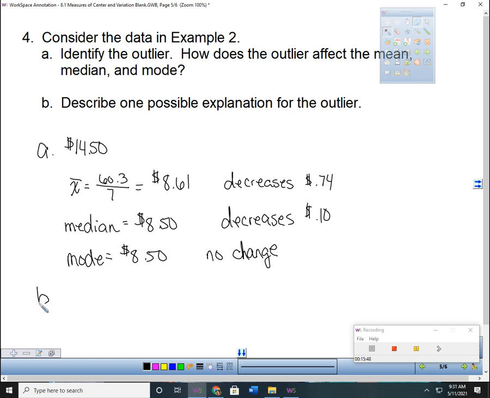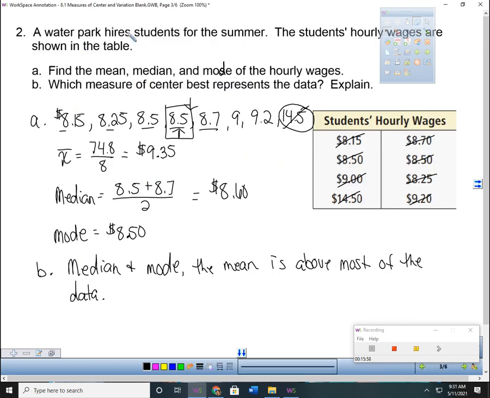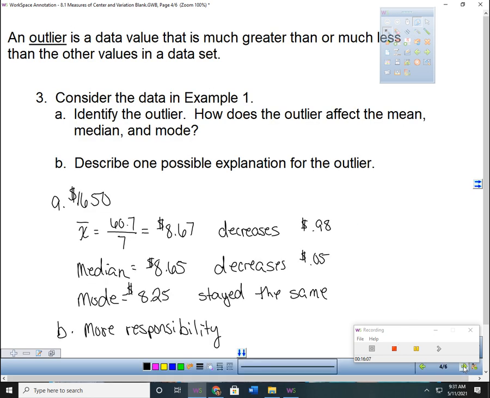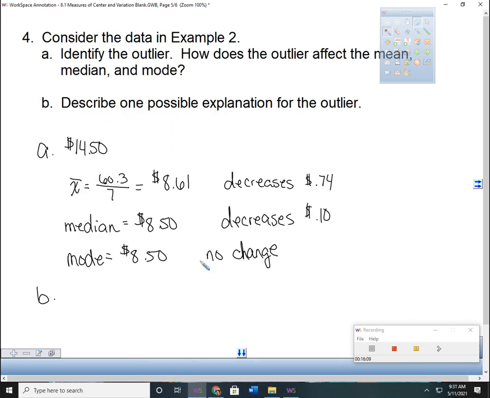All right, for part B, describe one possible explanation. Same thing, right? These people are still working at the park, an amusement park, a water park, right? So this person probably might be in a manager position, or they might be over several of them, and that's why they make more money. So again, it may be more responsibility, could be one reason.